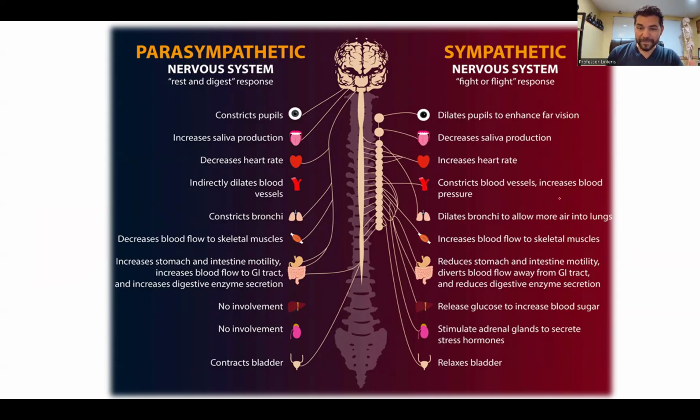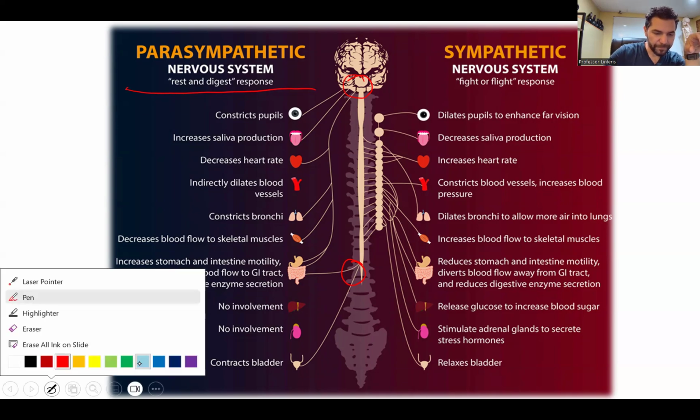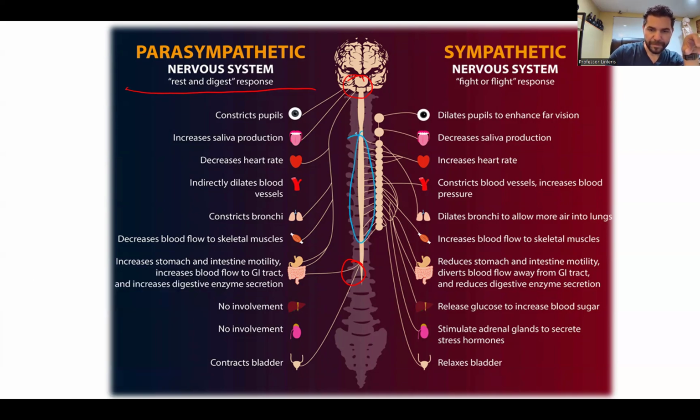Right off the bat, and you'll see this on the other slide, there are specific regions that control the parasympathetic response: the cranial region, above the cervical region, and the sacral region, as opposed to the sympathetic response, which is more thoracolumbar. But we'll see that in a few slides. It doesn't matter for here.